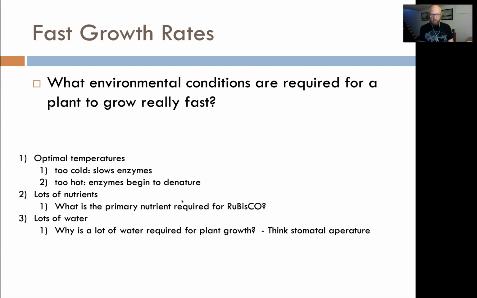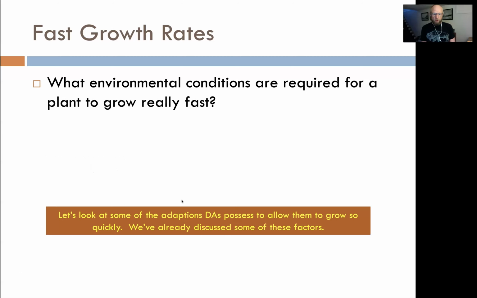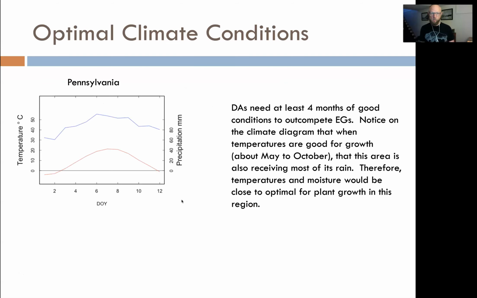And here's just a summary of what I just said. So now let's look at the adaptations that deciduous angiosperms possess to allow them to utilize those good conditions and grow as fast as possible.